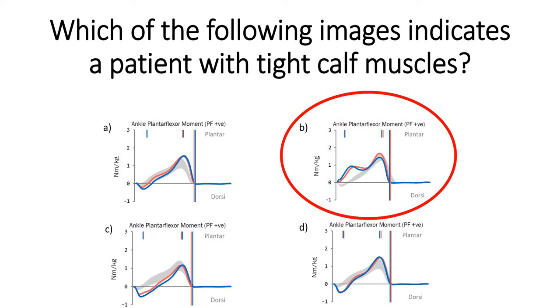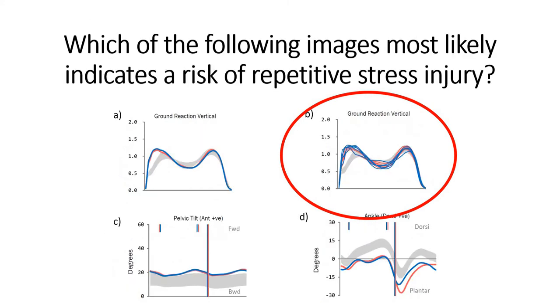Okay, the next one was, which of the following images is most likely to indicate a repetitive stress injury? And it would be B.